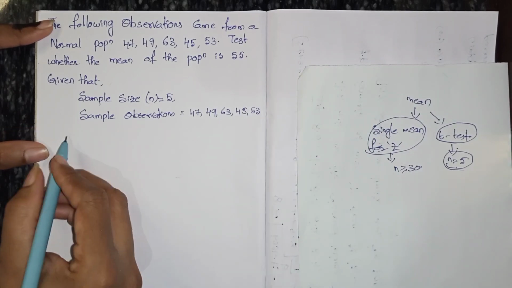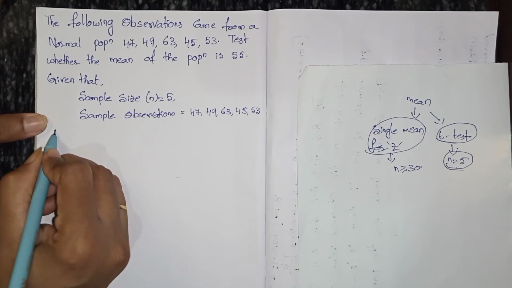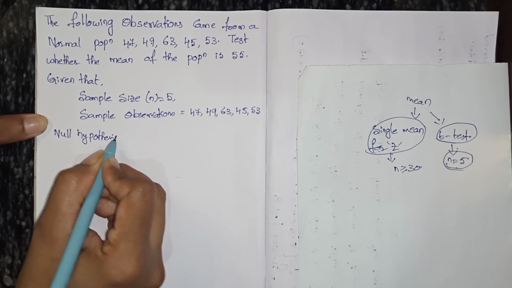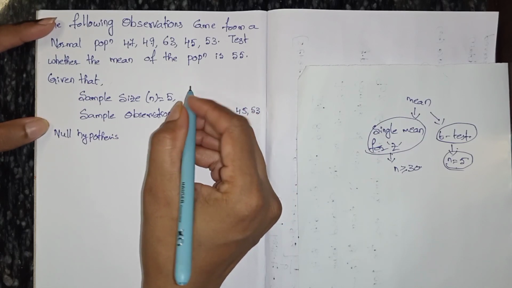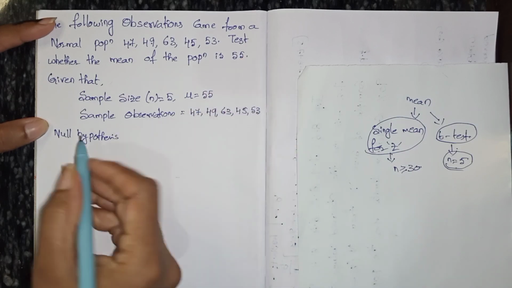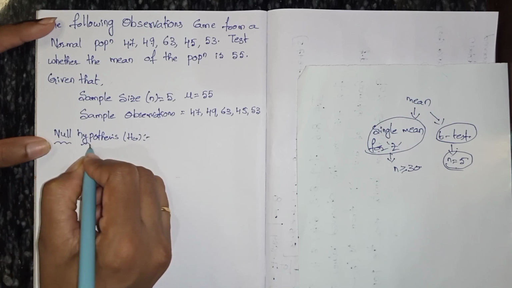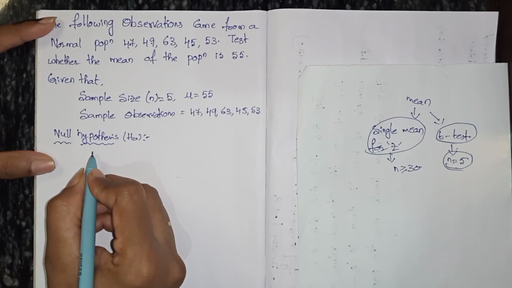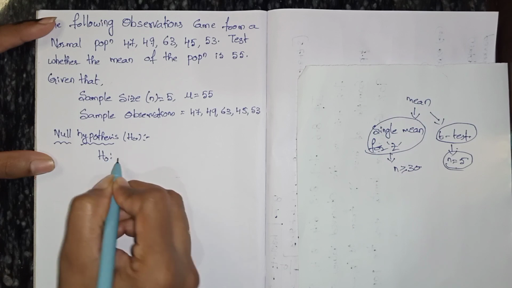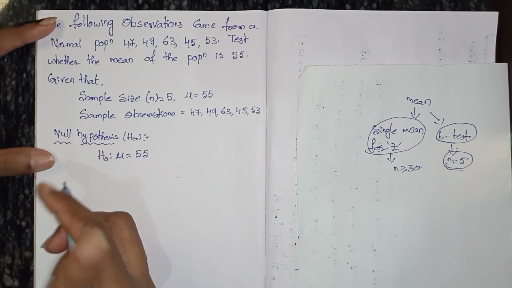Next, here we'll write the procedure first. Null hypothesis, and also we'll write the population mean. Population mean is denoted with mu. Mu equals 55, given here. Null hypothesis is denoted with H naught. So the statement is: null hypothesis H naught such that mu equals 55. That means population mean is equal to 55. That is the statement of null hypothesis.